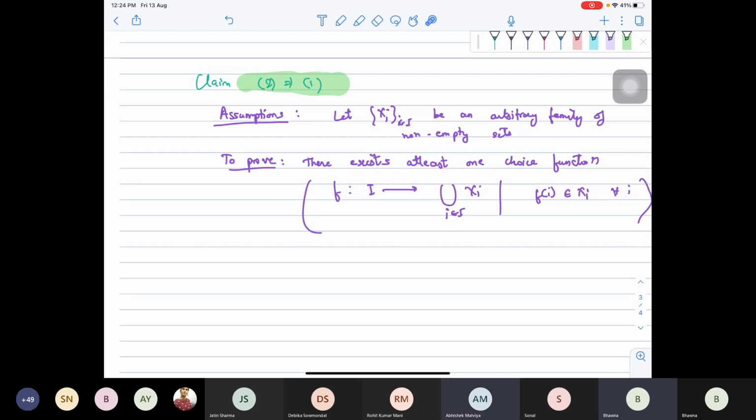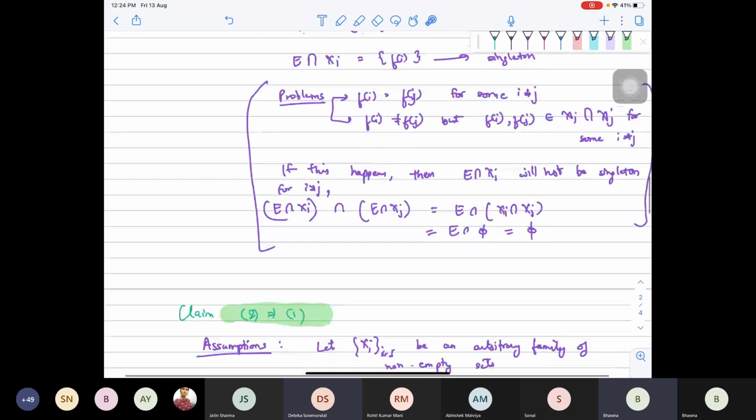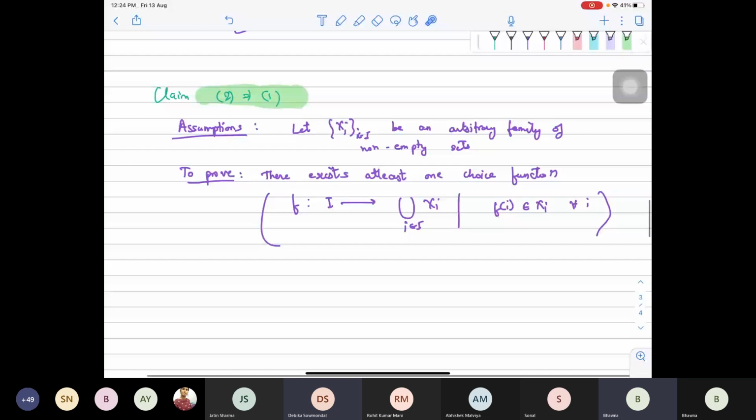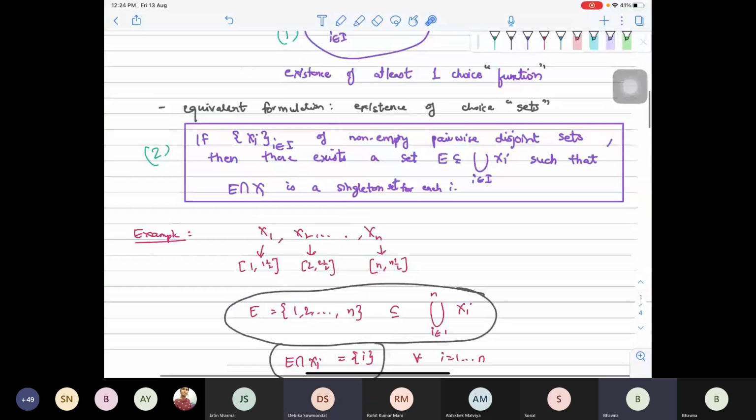Ma'am, but statement 2 has a set E. Exactly. We will use that E in the proof. Because formulation 2 says that we have a choice set E. So how do we make a choice set?